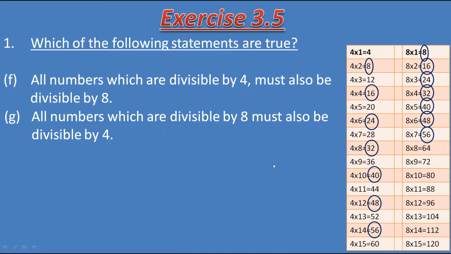Therefore, the first statement is false. Because this 12 is divisible by 4, but it is not divisible by 8 because it is not a multiple of 8, right? Therefore, the first statement is false.